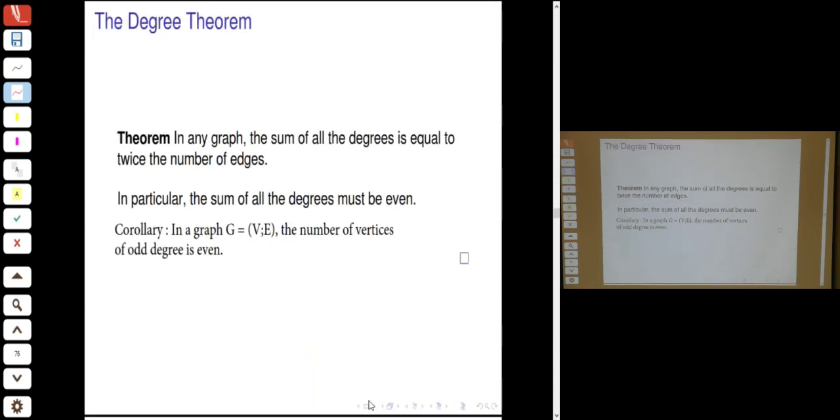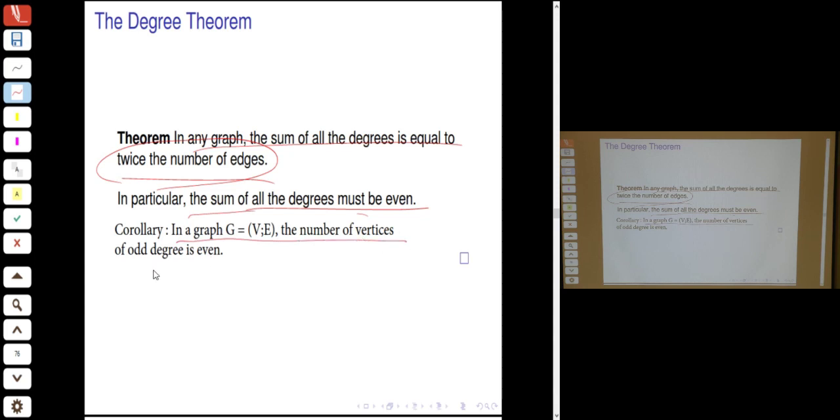For example, if you look at this graph, then you can just calculate the degrees of the different vertices. The degree theorem tells you that in any graph, the sum of all the degrees is equal to twice the number of edges. In other words, if you take any graph, look at every vertex, consider its degree and sum up all the degrees over the different vertices, then the sum of the degrees is equal to twice the number of edges. In particular, a consequence of this is that the sum of all the degrees must be even, because it's twice the number of edges, so twice an integer, so definitely it must be even.